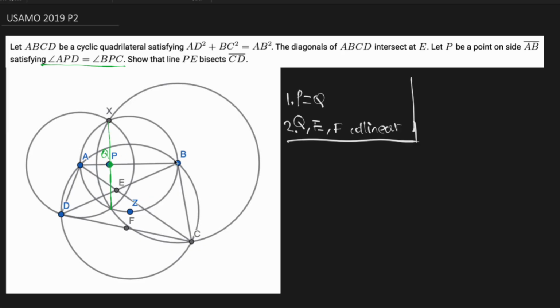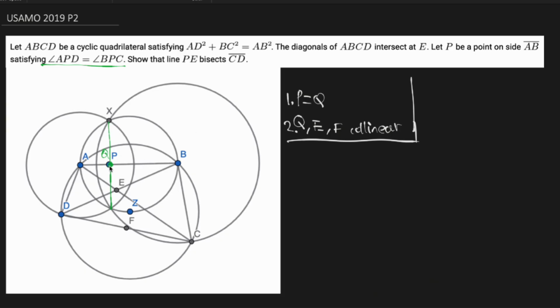Also, Q lies on line AB, which is a radical axis between this circle and this circle. So, Q also has equal powers to these two circles. And since Q has equal powers to this circle, this circle, and this circle, Q has equal powers to all four circles. It is the radical center of these four circles.